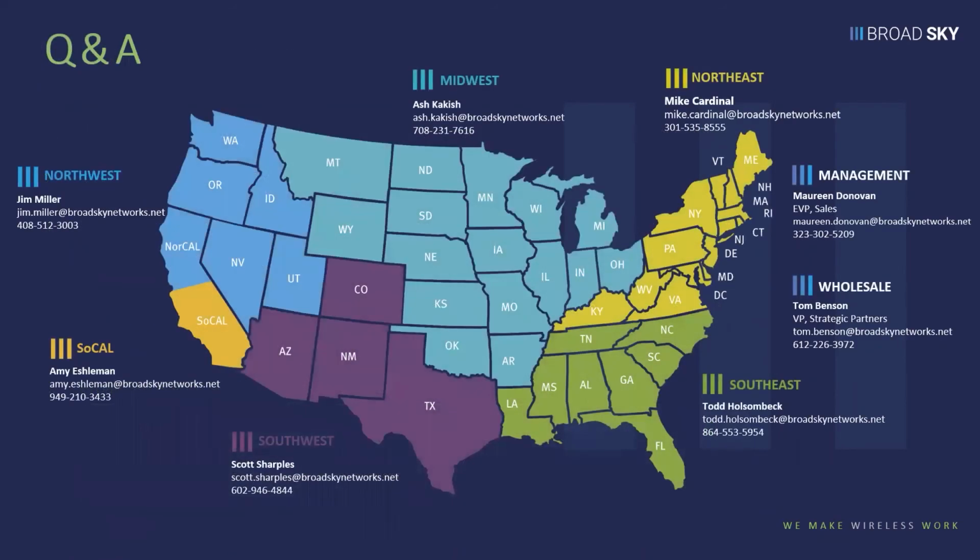So how do I engage with BroadSky to do all this cool stuff? This is the map of our regional representation. Please look to where you sit, not where your opportunity sits. So in the Northwest, Jim Miller. In Southern California, Amy Eshelman. Southwest, Scott Sharple. In the Midwest, Ash Kakish. In the Northeast, Mike Cardinal. In the Southeast, Todd Hulsenbeck. If you happen to have a white label opportunity where you want to weave the solution in as part of your solution and then turn around and rebuild it, that is my division. And leading up the entire management side is Maureen Donovan, our EVP of Sales.